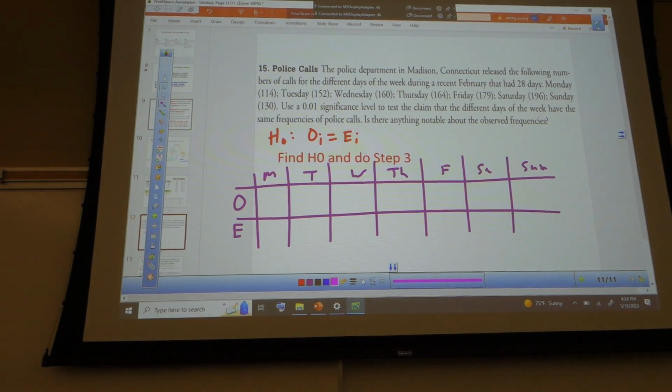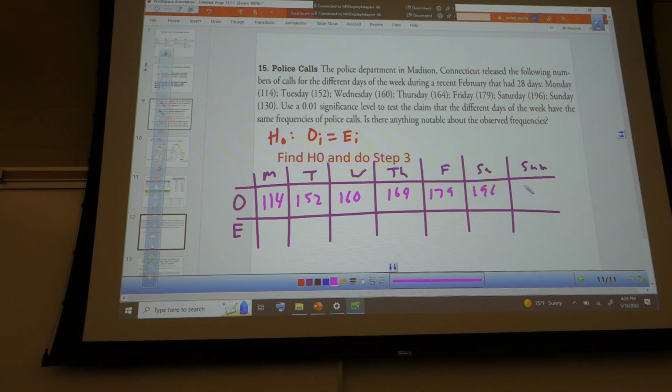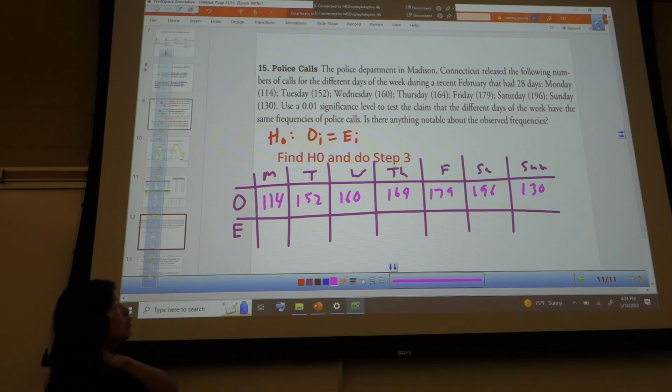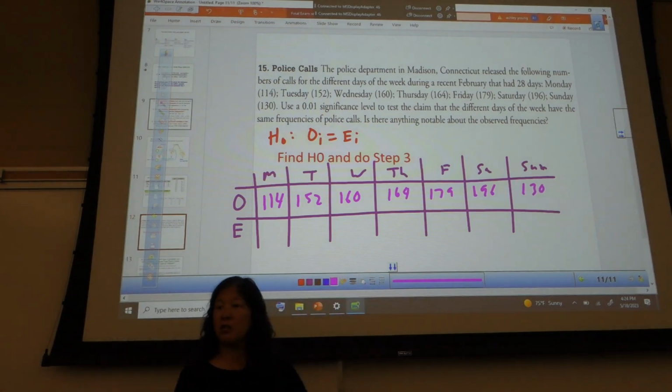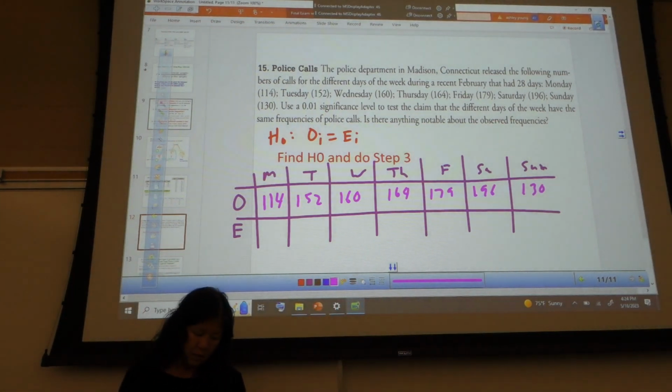Okay, so you all have these numbers in here, right? 114 for Monday. Tuesday was 152. 160, 164, 179, 196, and 130. Okay, good. Now, my expected values, well, sometimes I get a percentage, like they say this percent on Monday, this percent on Tuesday, this percent on Wednesday. They didn't do that. Instead, what do they say?